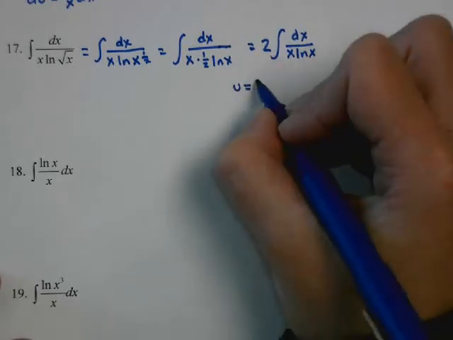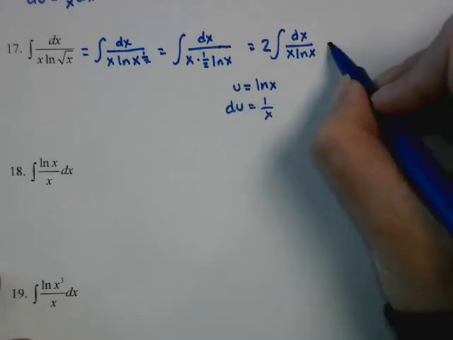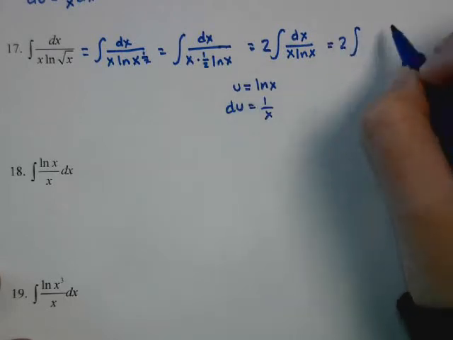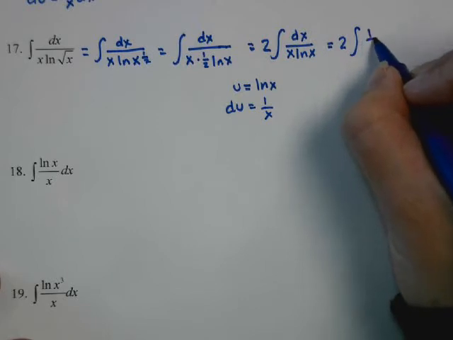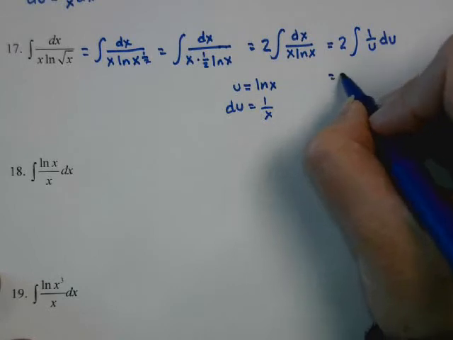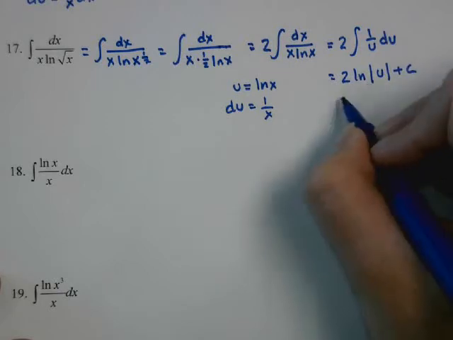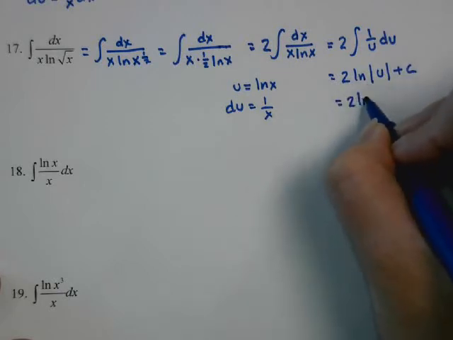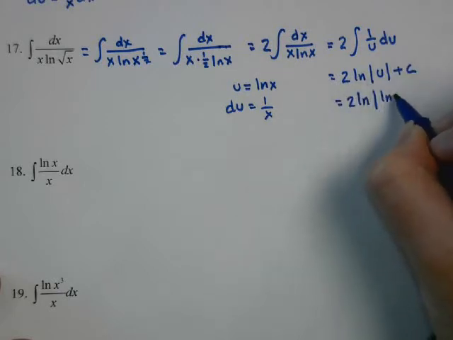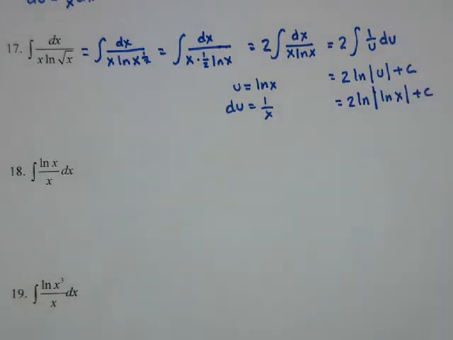So we'd still do the same substitution. u is the natural log of x, du is 1 over x. So this is 2 times the integral of 1 over u du, which is going to be 2 natural log absolute value of u, which is 2 natural log of x, plus c. So we have 2 natural log of x plus c.